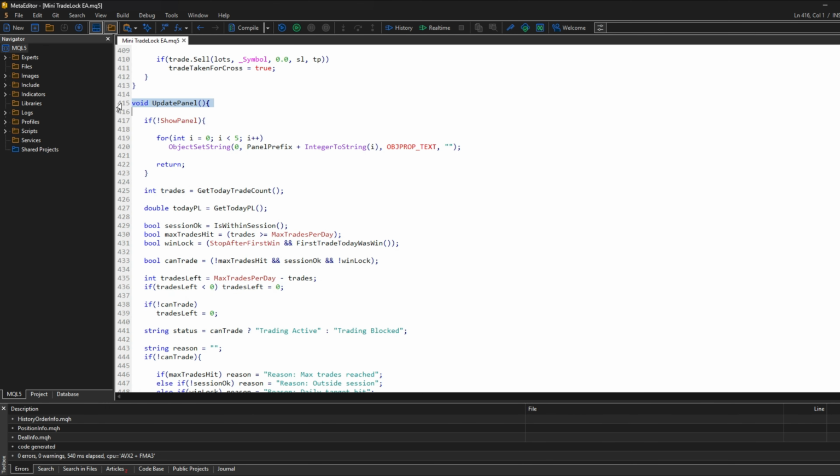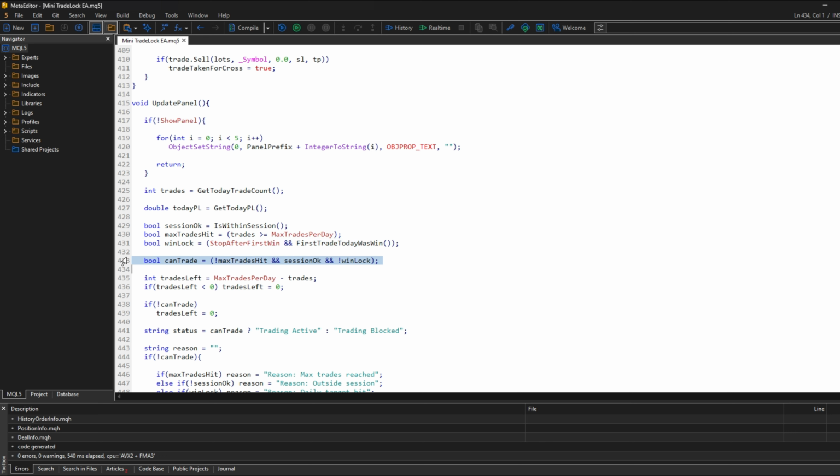Next, we have the function that updates the on-chart panel. So first we check if show panel is false. If the panel is turned off, then we loop through all 5 label objects, we clear the text and we return. But if the panel is enabled, we get today's trade count, then we get today's profit or loss. After that, we check if the session is currently active, we check whether the max trades limit has been hit, and we check whether the first trade of the day was a winner.